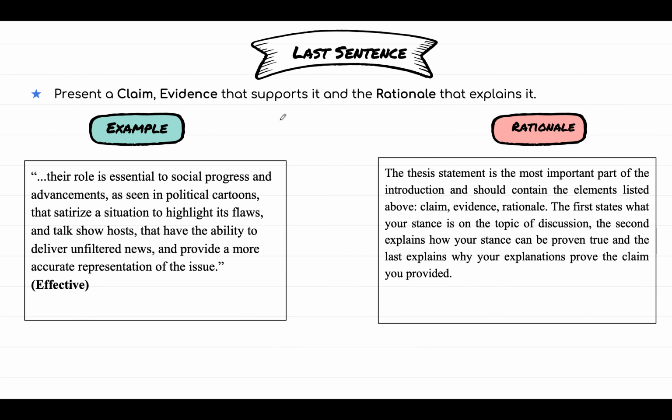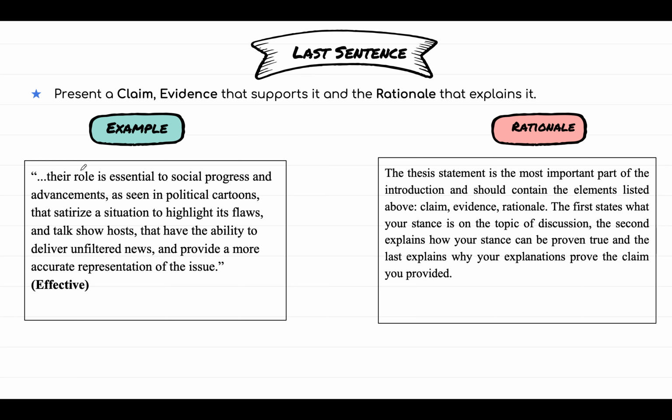All right, let's talk about the last sentence, which is your thesis: claim, evidence, rationale. These are the three steps: claim, evidence, rationale. In a pinch, you can forego one of these, evidence or rationale, but you definitely need a claim. It's a claim and evidence, or a claim and rationale. A what and a how, or a what and a why. You need two. You get to choose.